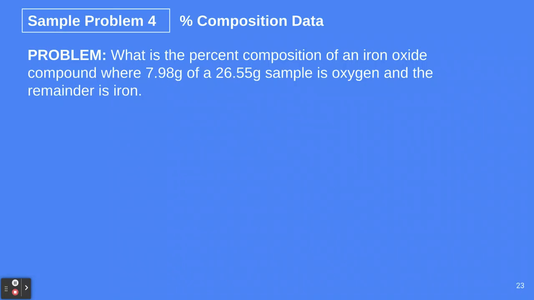So what is the percent composition of an iron oxide compound where 7.98 grams of a 26.55 gram total sample is oxygen, and then the remainder would be iron? So here this is saying 7.98 grams is oxygen. The total sample is 26.55 grams. You're trying to find the percent of oxygen and iron.